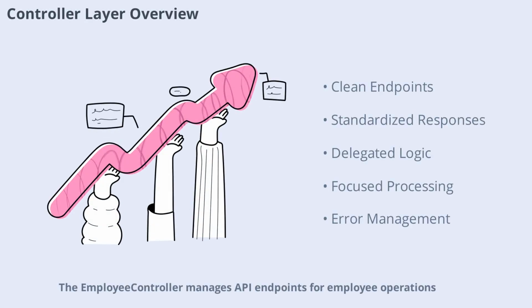EmployeeController manages API endpoints for employee operations. It uses ResponseUtil to return standardized responses for actions like updating an employee. By leveraging the service layer and global exception handling, the controller remains clean and focused on request processing, delegating business logic and error management to dedicated components.